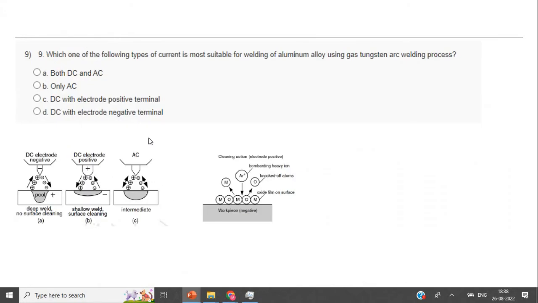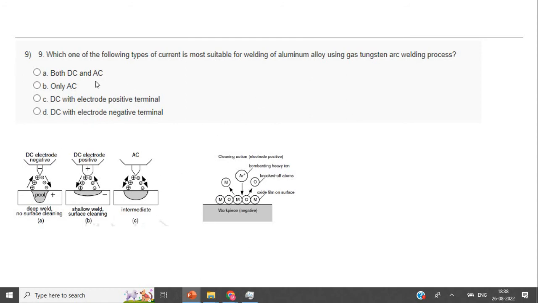I think this is the last question. Which one of the following types of current is more suitable for welding of aluminum using gas tungsten arc welding? If you have watched the week one class, sir has explained which one is suitable. Anyhow, since it was in the prerequisite class, I will explain.